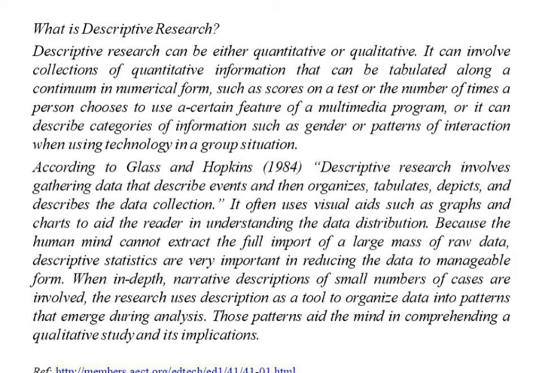Descriptive research, on the other hand, can be either quantitative or qualitative. It involves collection of quantitative information that can be tabulated along a continuum in numerical form, such as scores on a test or the number of items a person chooses to use a certain feature of a multimedia program. Glass and Hopkins in 1984 defined descriptive research as a method which involves gathering data that describe events and then organizes, tabulates, depicts, and describes the data collection.